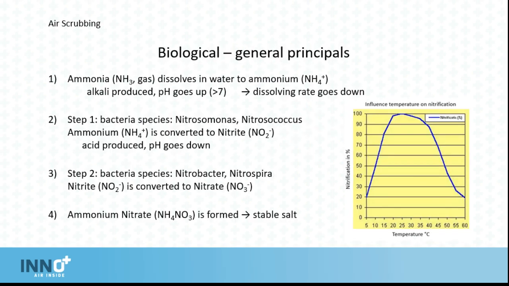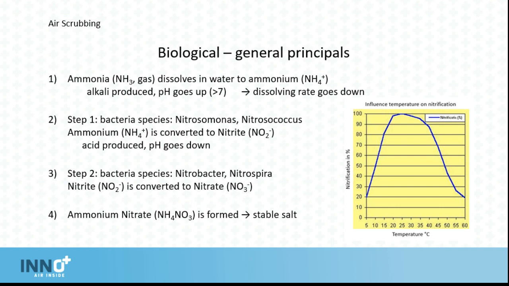The second process is biological. So the first step is always the same. The ammonia dissolves into the water, which makes the pH go up and the dissolving rate go down. So in step 2, we have the bacteria species, usually Nitrosomonas and Nitrosococcus. They convert the ammonium to nitrite by using oxygen, and in this process acid is produced. That means automatically the pH goes down and the ammonia dissolving rate goes up with that.